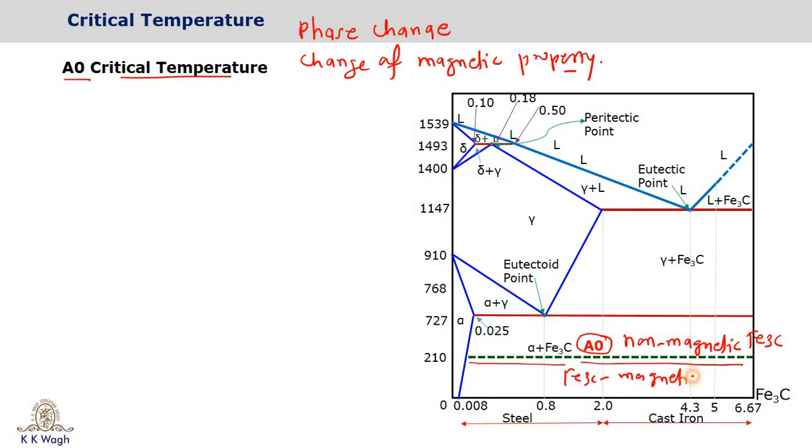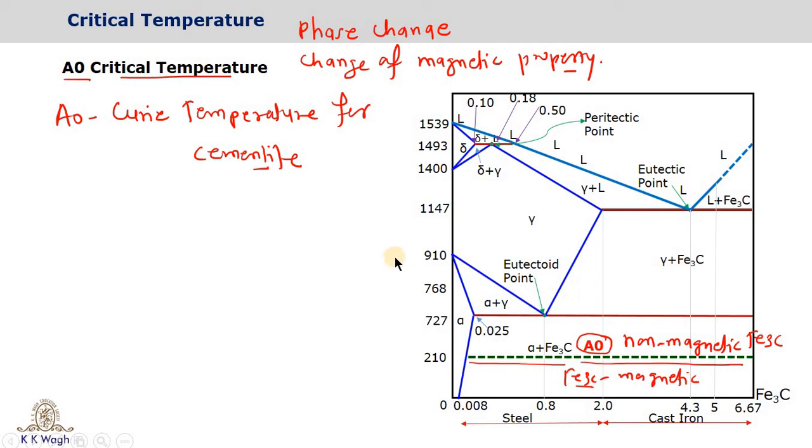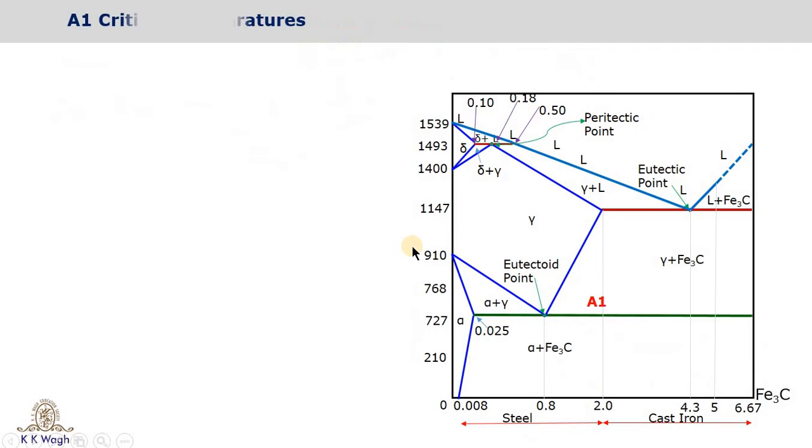So above A0, the magnetic cementite, magnetic Fe3C, magnetic iron carbide becomes non-magnetic, and that's why the A0 temperature can be called the Curie temperature. A0 temperature can be called the Curie temperature for cementite. Getting it? Then let's move to the next temperature. The next is the A1 critical temperature.